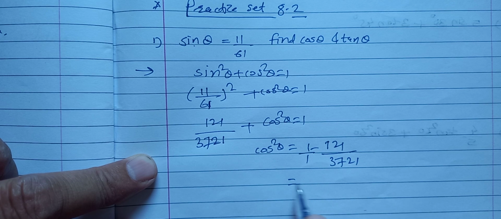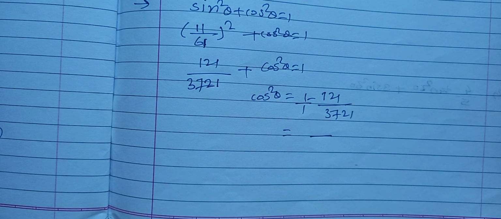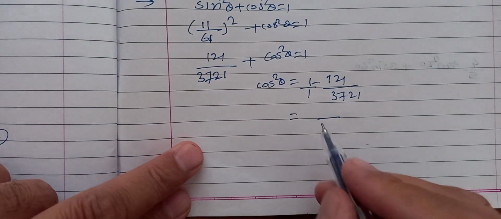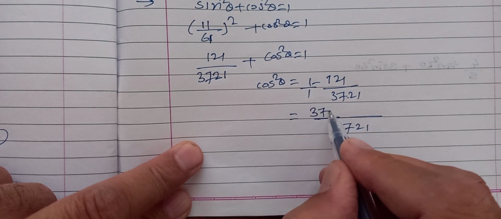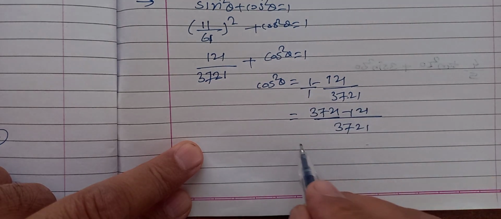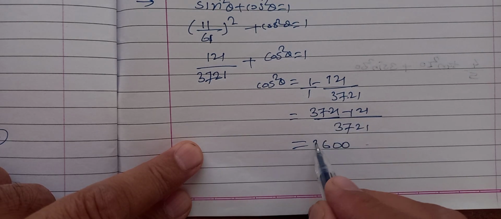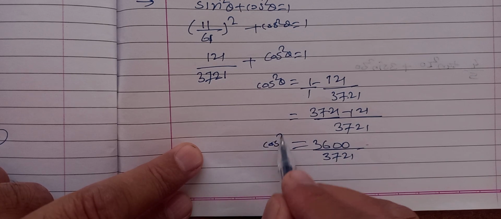Okay, here what is the LCM? The LCM is 3721. So cross multiplication: 3721 minus 121. So the subtraction is 3600 over 3721. This is cos square theta.